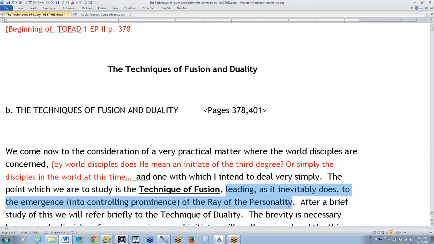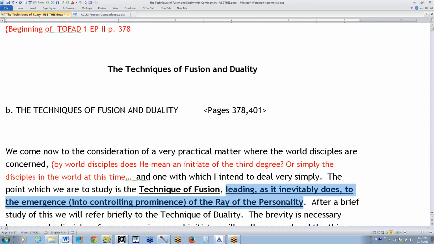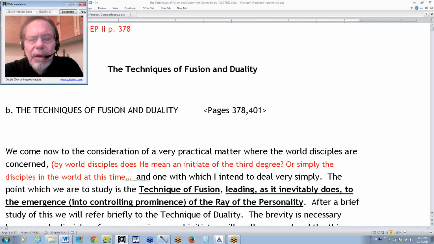And that may seem a strange thing to say, because we've already been through the phase of earlier personality integration when we had the dominant personality for 3 lives, sometimes 7 lives, and occasionally 11 lives, and the technique of integration cannot be applied unless there is a rapidly integrating personality already. So it seems that we've already had this emergence into controlling prominence of the personality ray, except that we must consider this in a special light.